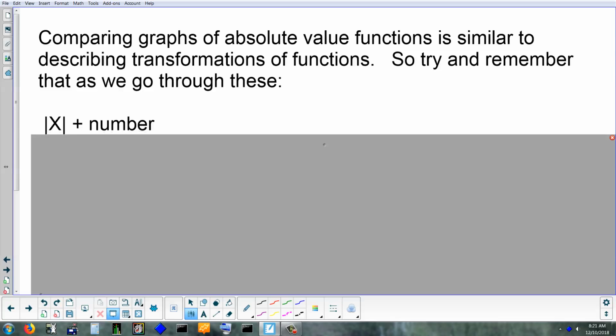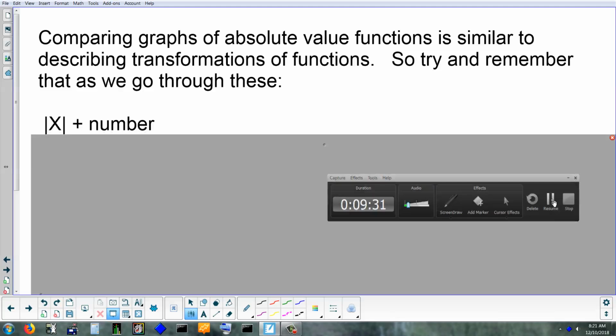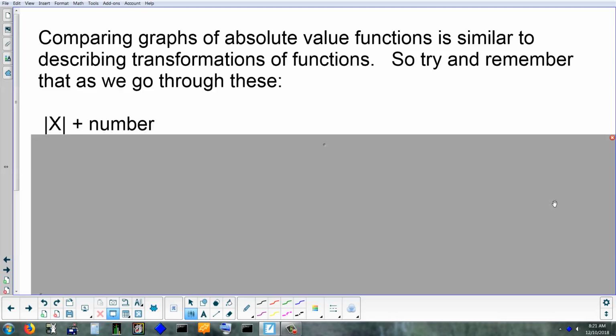So the first one is what operation? If you look at what you have right there, what operation is that? What operation do you guys see there besides the absolute value? Addition. Where is it? Inside or outside? It's outside. Addition outside. What does that do to my graph? Think back to the warm-up. Addition on the outside.